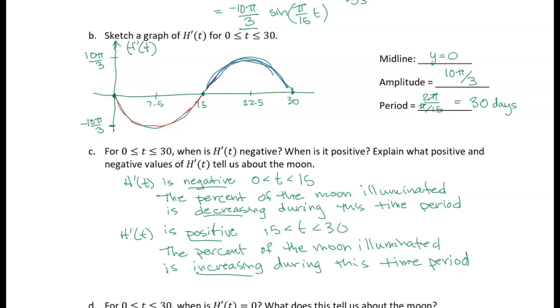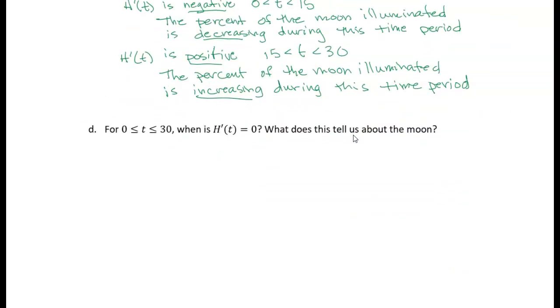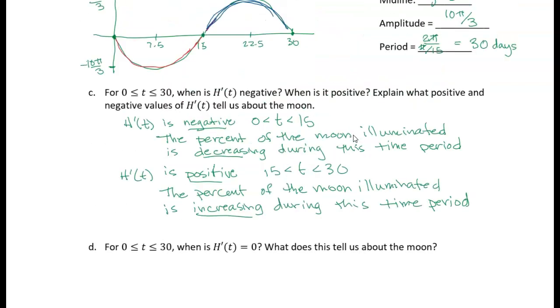All right, so finally we're asked for the time period between 0 and 30. When is the derivative equal to 0? You can scroll back up to our sketch, right? It's equal to 0 at 0, 15, and 30. Okay, so let me write that down. H prime of t equals 0 at t equals 0, 15, and 30 days, right? Because our time is in days.